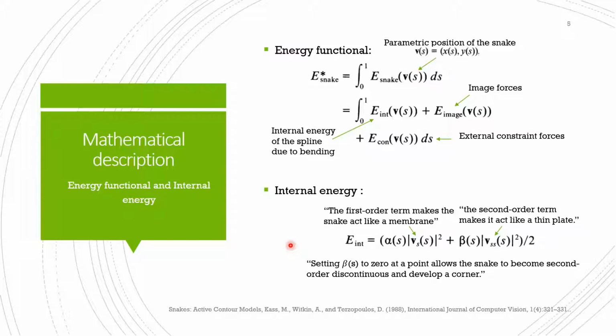Now in detail, internal energy. It has two portions. The first term is Vs, the first order term that makes the snake act like a membrane. See this V, as we know, is the parametric position of the snake, and this is its first order derivative with respect to the arc length.